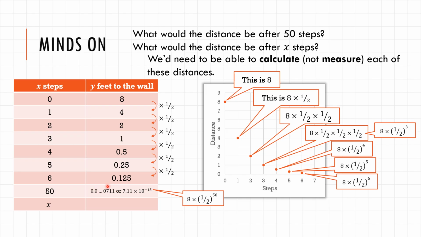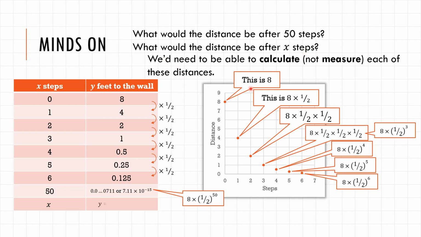And another way to express that would be using scientific notation. So 7.11 times 10 to the power of negative 15. And what that means is you can take the decimal and move it to the left 15 spaces. So there's 15 zeros before the 7. Whoa, that's a really, really small number, but it's not quite 0. We haven't reached the wall yet. Even though it's the tiniest fraction of a centimeter from the wall, or an inch or feet or whatever you want to measure it from the wall, we haven't reached it yet.